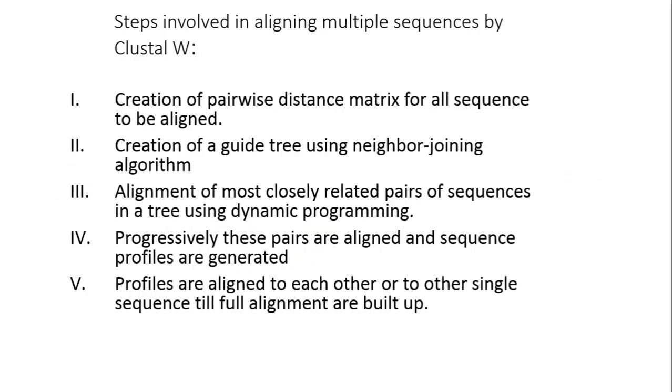Now you are already aware of the steps involved in multiple sequence alignment by Clustal. So what do you do in Clustal? You begin with, say, multiple sequences. Then what you create is something called the distance matrix. Based on the values in this distance matrix, you create a dendrogram, or something called the guide tree.